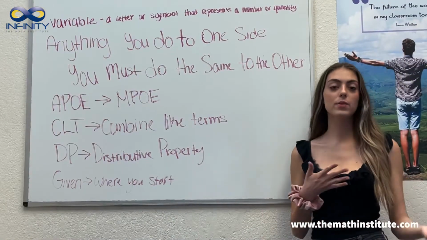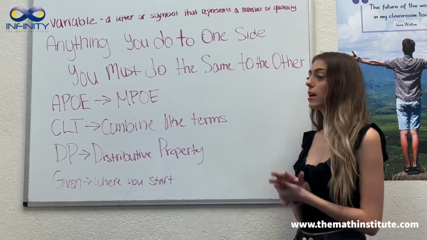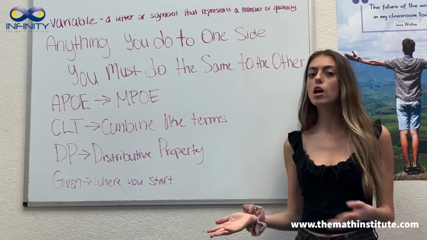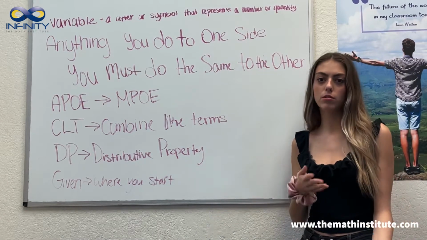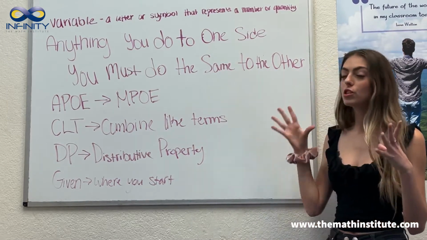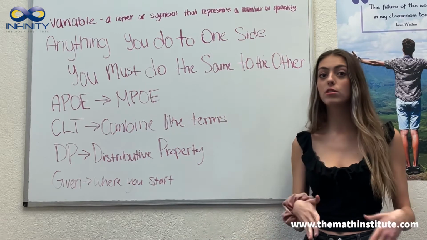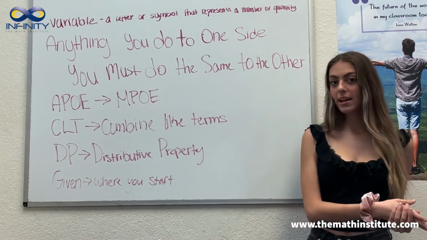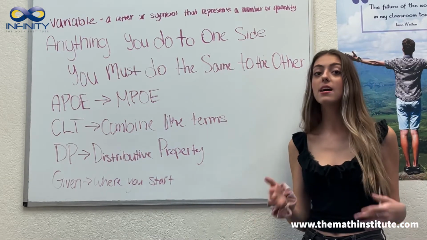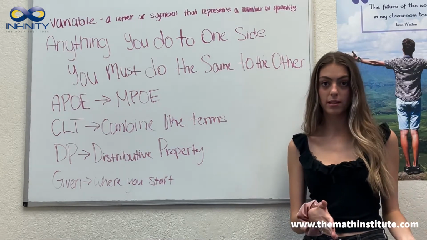So guys, as we get into more complicated algebraic equations, let's review a couple things that you should already know. A variable is a letter or symbol that represents a number or quantity. Lots of people use X or Y, but you can also use a triangle or a Greek symbol or the letter A. Just remember that when performing APO or MPO, anything you do to one side, you do to the other. APO is simply adding to both sides, and APO is also subtracting to both sides. MPO is simply multiplying both sides, and it is also dividing both sides.